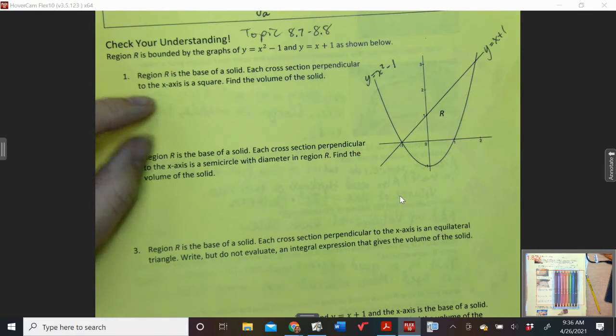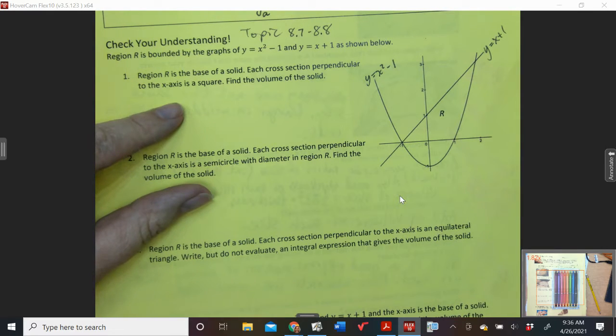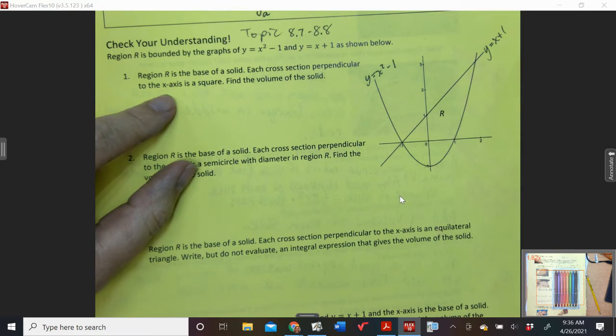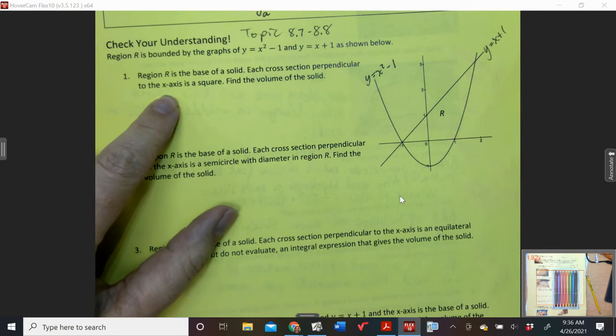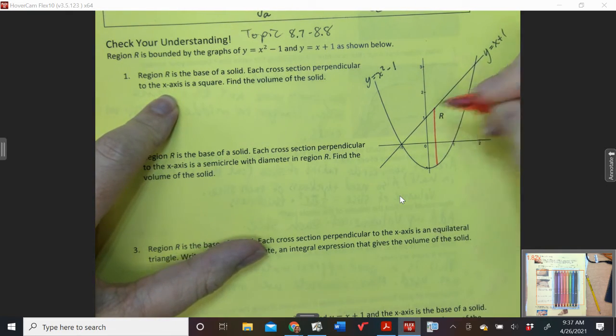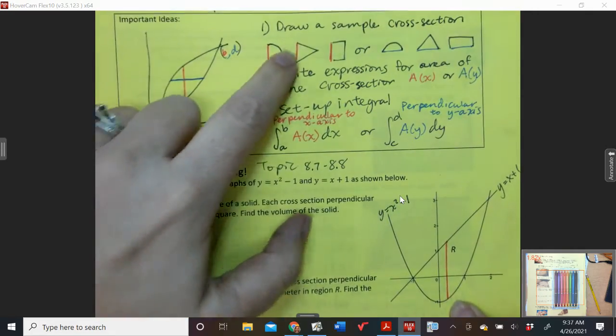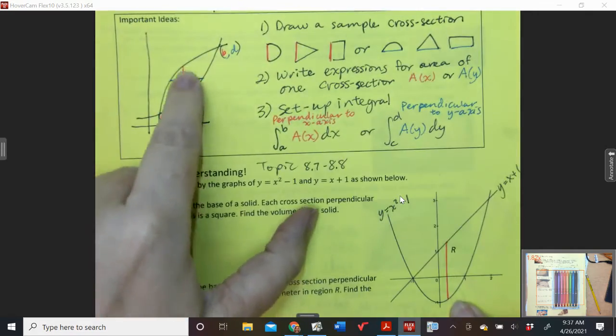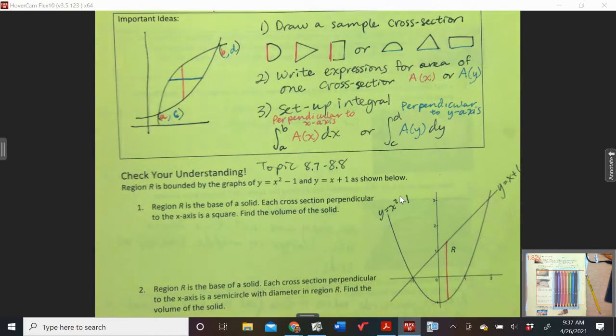Region R is the base of the solid. Each cross-section perpendicular to the x-axis is a square. So our cross-sections are going to go this way, perpendicular to the x-axis. If you recall, I'm using red again to just kind of bring that back in. We're going to be using A of x.